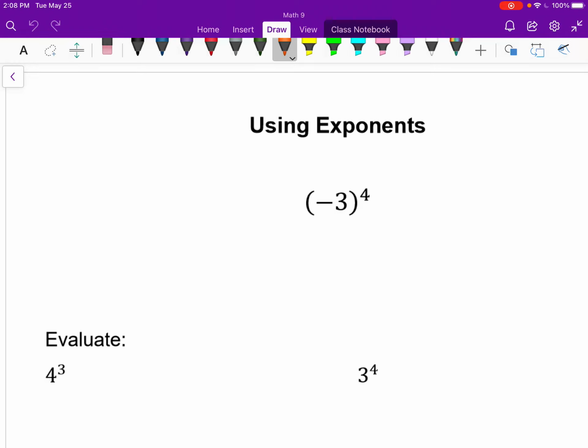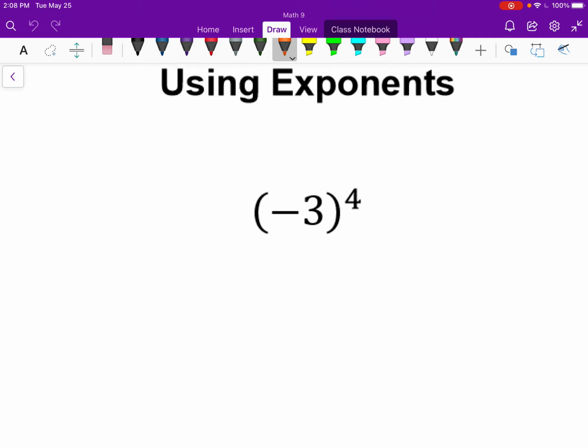All right, so this is the first lesson in which we're working with exponents from chapter 3 of the textbook. First, a bit of vocabulary. If I look at the whole thing altogether, the way I read this is negative 3 all to the power 4. All this together we call a power, the whole thing altogether.